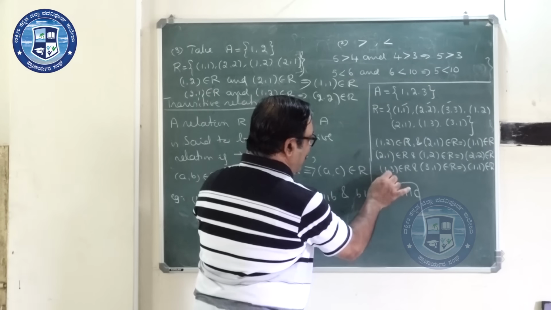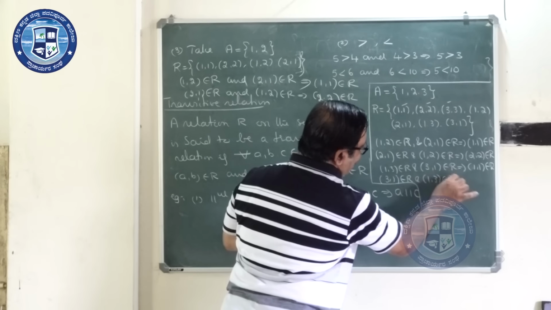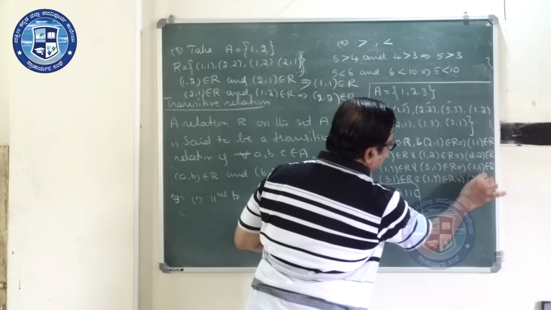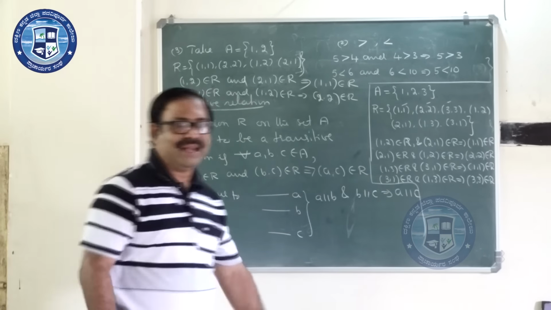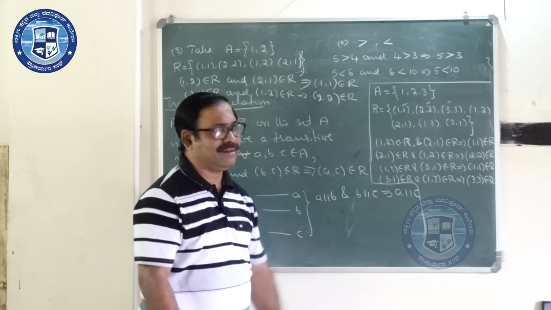Go to the fourth one. (3, 1) belongs to R. (1, 3) belongs to R. What about this? (3, 3) belongs to R. So can I just conclude that this is transitive?